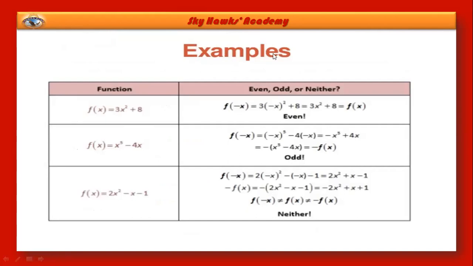These are the examples also, and you can find many more examples. So this is even, this is odd, and this is neither: three types of functions are given. The last one is neither even nor odd.